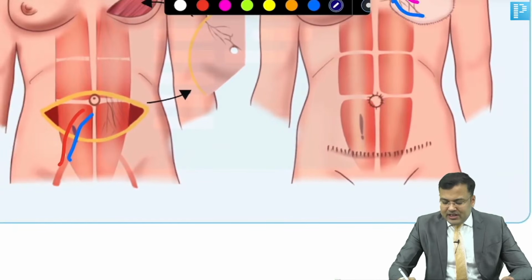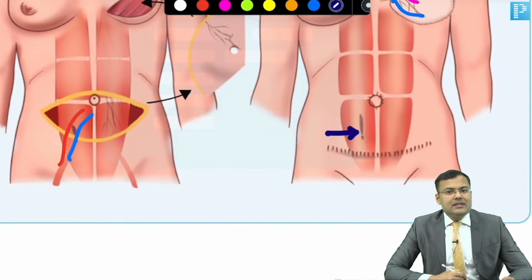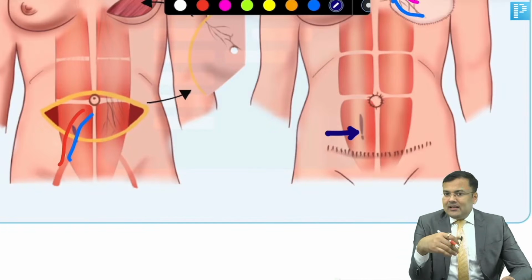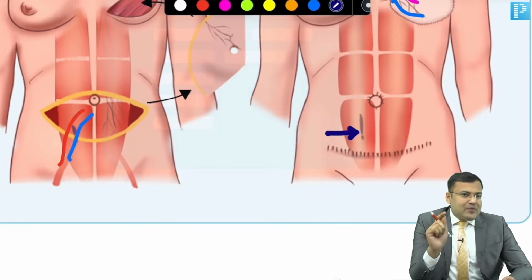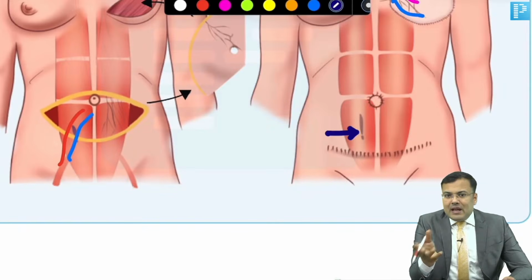If you see this image carefully, guys, see, I am cutting the muscle. So if you are taking the muscle, it is TRAM flap. If you are sparing the muscle, that is DIEP flap. Two questions are asked frequently. What is the most commonly used flap for breast reconstruction? TRAM. And which flap is the best flap?